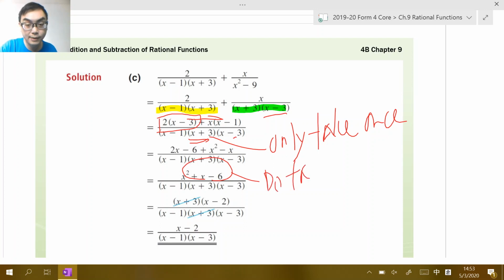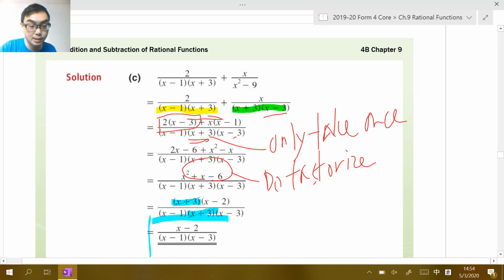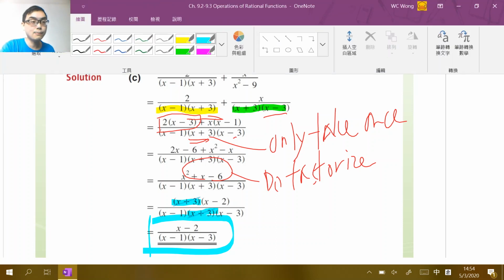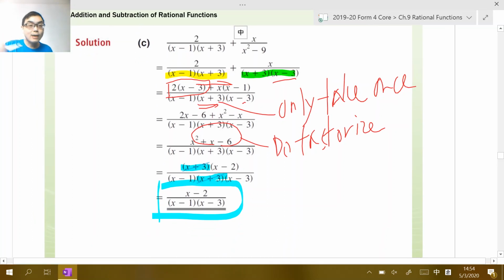And do remember that after you have simplified, remember to do factorization afterwards. That means that after you have expanded and simplified, then you can see something here. Then you have to factorize and see whether your factorization gives you a factor that you can simplify further. For example, after you have made x squared plus x minus 6, you have (x plus 3)(x minus 2), then you can see these x plus 3 can be further cancelled to make your final answer just like in this way. Okay, so this is the reminder for you to remember when you do rational functions in some advanced question like this one.